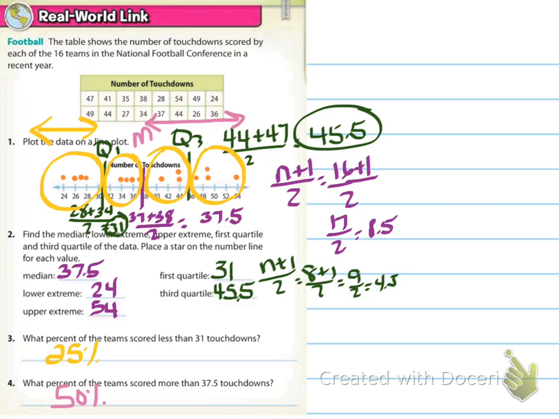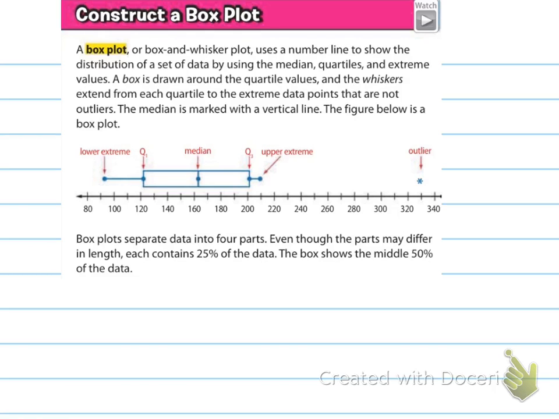All right. So that's just a little review, really, of looking at quartiles. So we're going to move on to constructing a box plot. A box plot, or box and whisker plot, uses a number line to show the distribution of a data set by using the median, quartiles, and extreme values. A box is drawn around the quartile values, and the whiskers extend from the quartile to the extreme data points that are not outliers. Okay, so that's interesting, that they're making sure that you understand that the upper extreme isn't going to include an outlier.